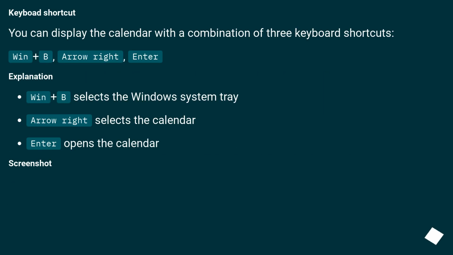Keyboard shortcut. You can display the calendar with a combination of 3 keyboard shortcuts: Win+V, arrow right, enter. Explanation: Win+V selects the Windows system tray. Arrow right selects the calendar. Enter opens the calendar.